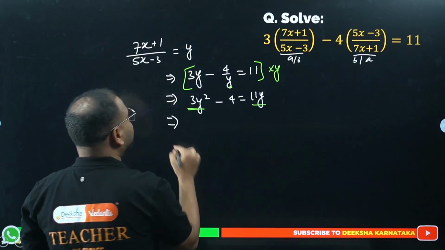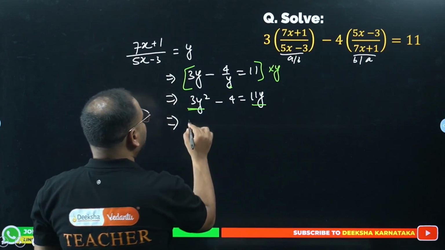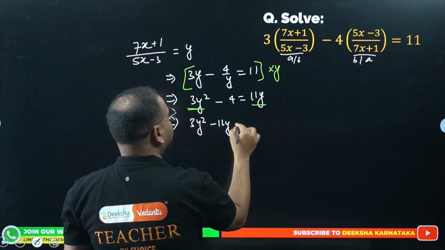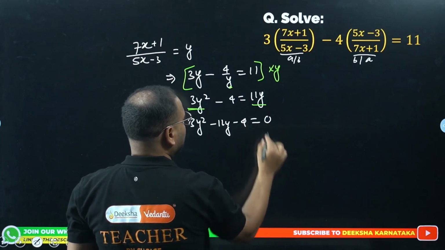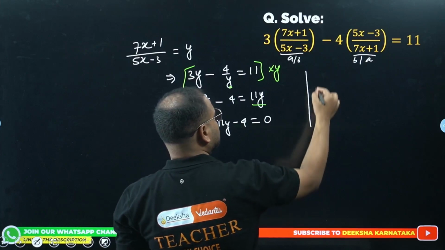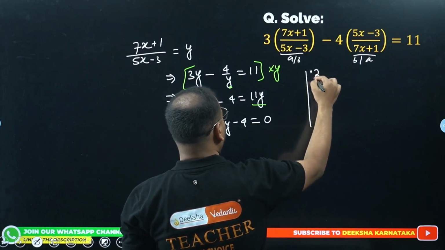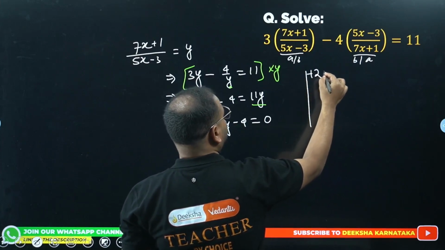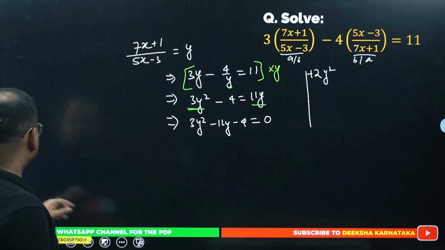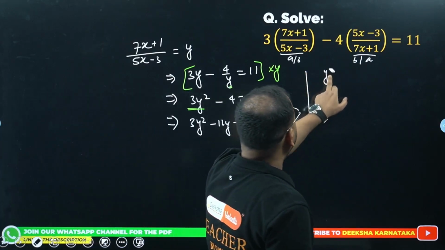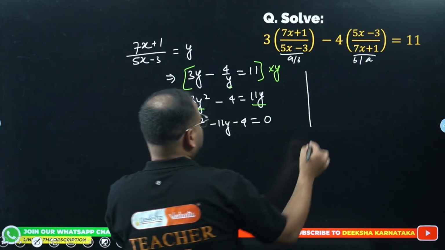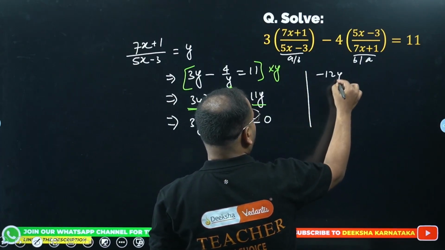Okay, so let's continue. Bring this 11y here. I get 3y squared minus 11y minus 4 equals 0. What is my product of the first and last term? Product is 12, so minus 12y squared. I'll rewrite it. So this is nothing but minus 12y squared.